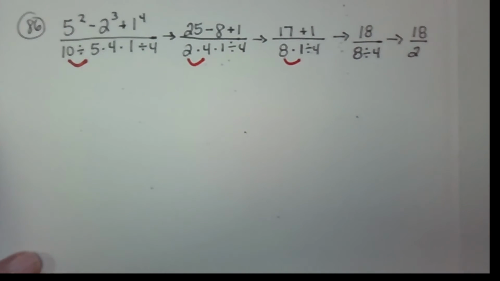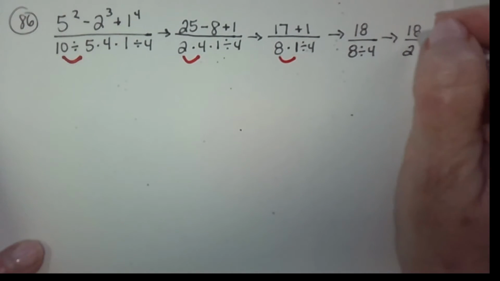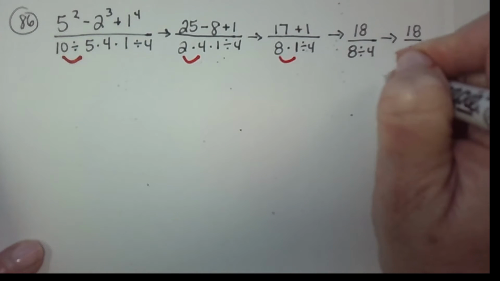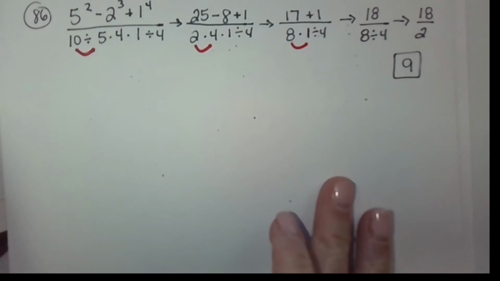Okay, so that's not quite my answer. I need to go ahead and, last step, I've got one number on top, one number on bottom. Let's divide those. 2 goes into 18 9 times. So the answer here is 9.